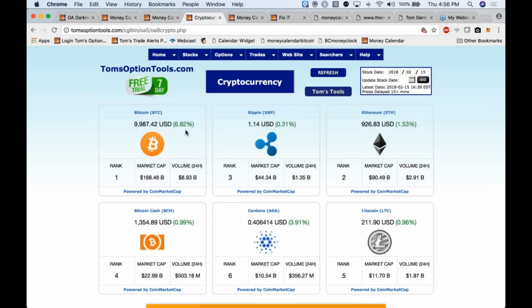Bitcoin, which by the way went over 10,000 earlier today. This thing was at $6,000 a coin last week. It's up over 50% just in the last 5 days. Ripple's back above $1. Ethereum is closing in on 1,000 again. This thing was trading around 600 last week.